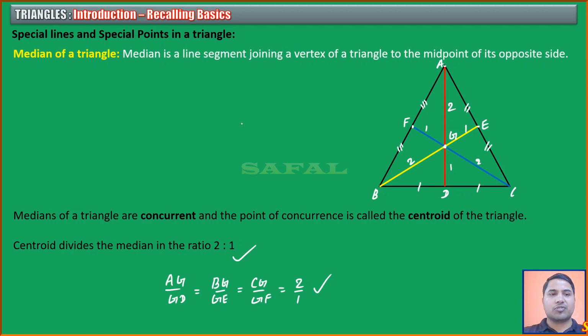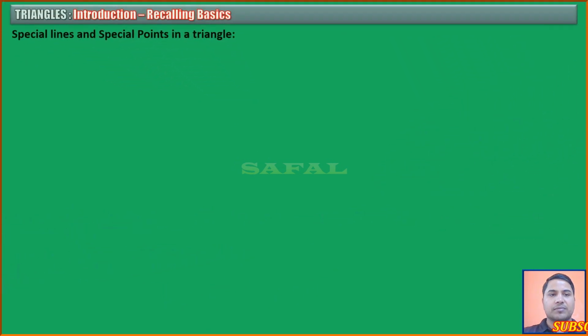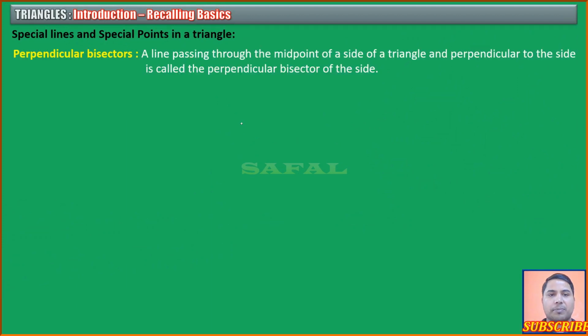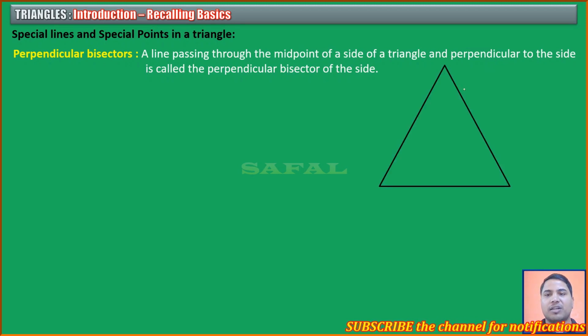Moving ahead to the next special line, perpendicular bisectors. Now perpendicular bisectors all of you know, right? It's a line passing through the midpoint of a side of a triangle and perpendicular to the side. Very important. So if I'm taking a triangle, it's a line passing through the midpoint and perpendicular to the side of the triangle. You can see that this is a line passing through the midpoint.